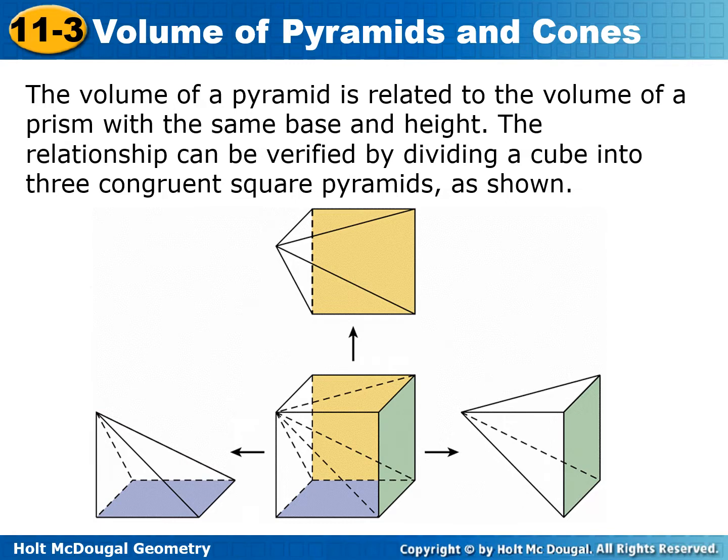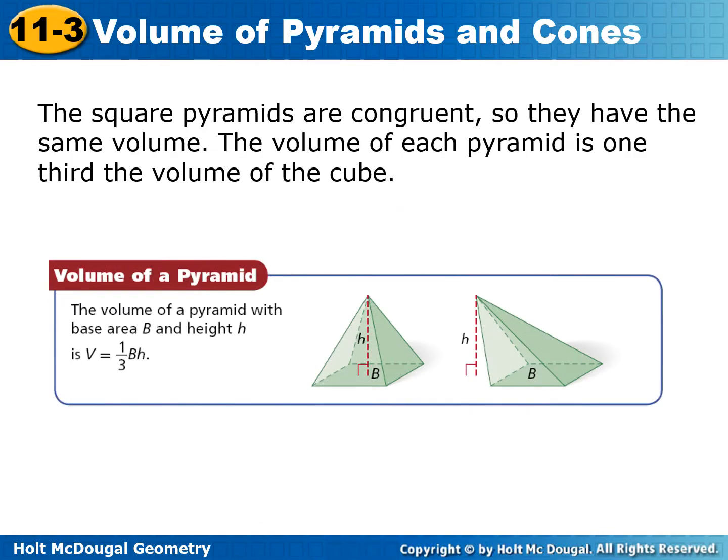And then each one of those, the purple, the green, and the yellow, are all dividing that cube into three congruent square pyramids. They're congruent because they all have the same base and the same height. Since they're congruent, they're going to have the same volume. And the volume is always going to be found as 1/3 of the base times the height.